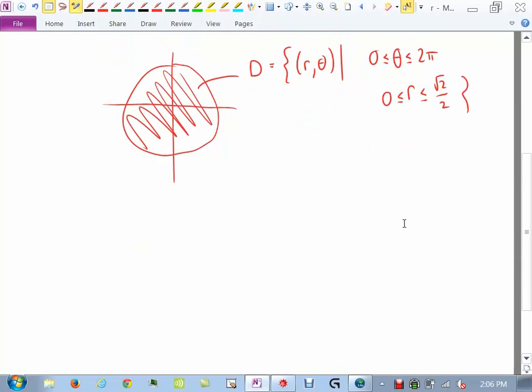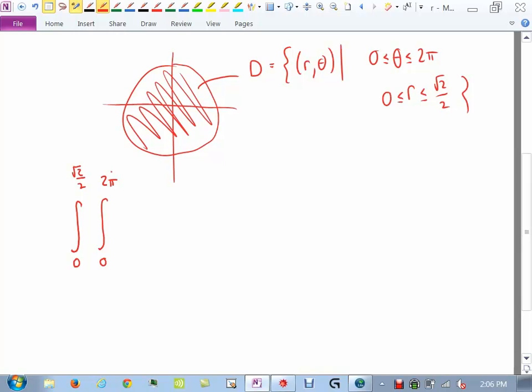All right, so what does a double integral look like? Well, we've got 0 to √2/2, right? Then our constraint on theta. And then our function. Now this is where you have to be paying attention.